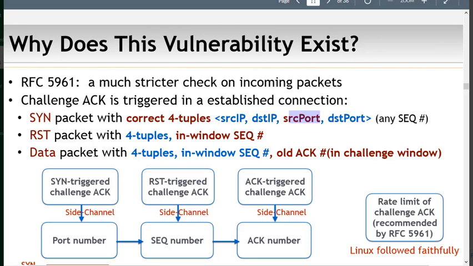And lastly, I will send out data packets. By this time, the IP address and port number, the 4-tuple, I already guessed correctly. I also know the in-window sequence number. The only thing is I can use an old acknowledgment number in the challenge window to cause another challenge ACK. In this way, I will also learn from the server what the expected sequence number at the client is. And now I will be able to inject dirty data into the other party. Okay, so this is the summary.